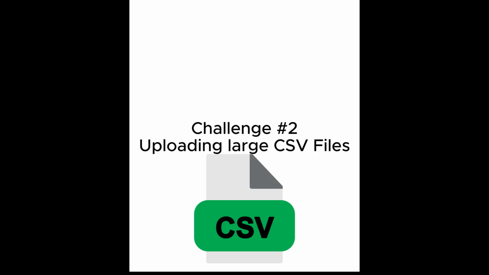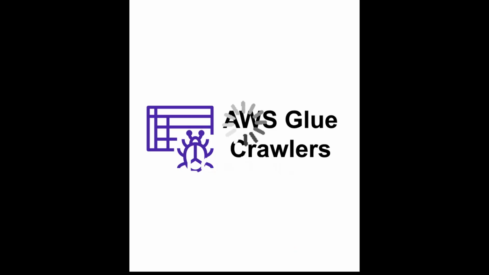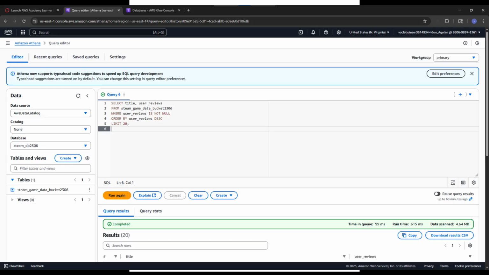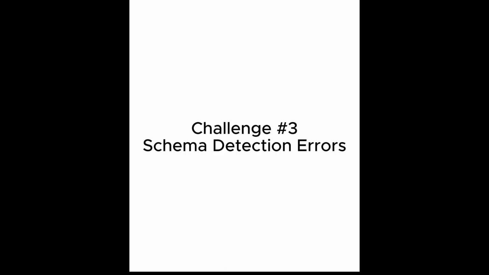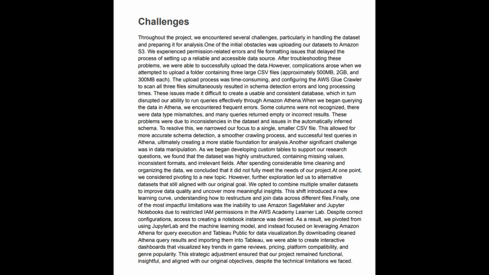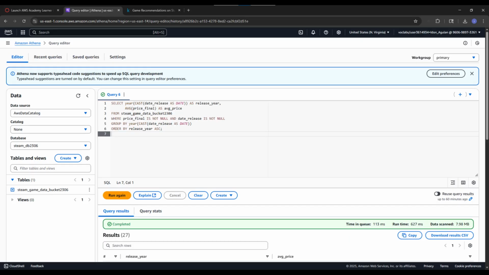The Glue crawler took too long, and schema detection kept failing. As a result, many of our Athena queries broke due to missing columns and data type errors. To stabilize things, we focused on just one smaller CSV file. The schema made crawling smoother and gave us consistent results when querying with Athena.